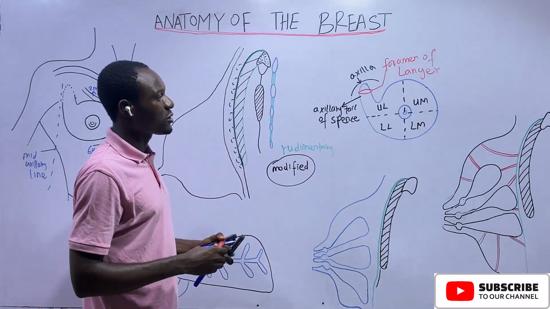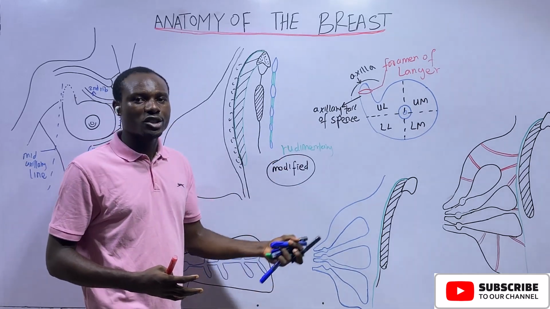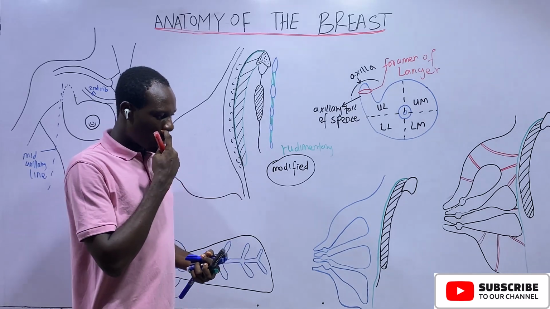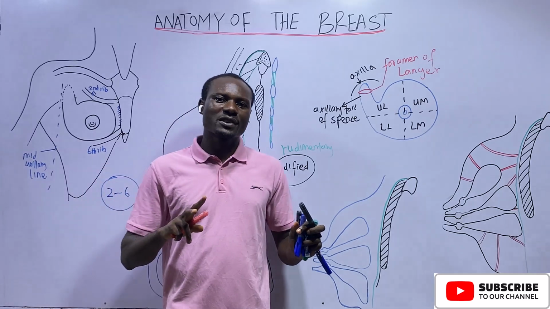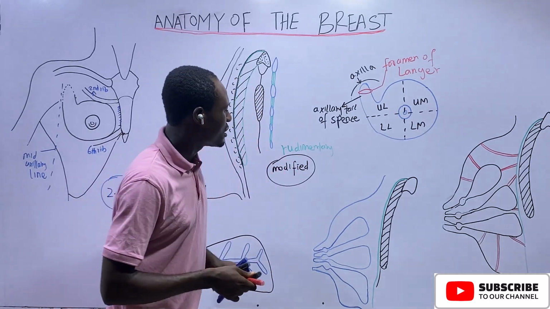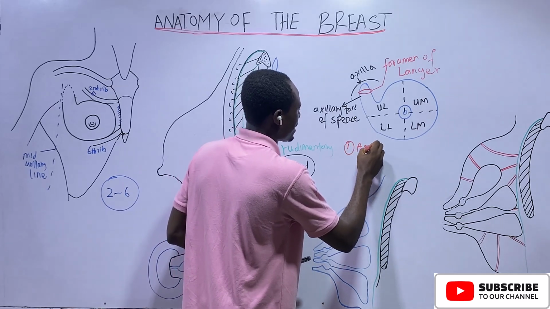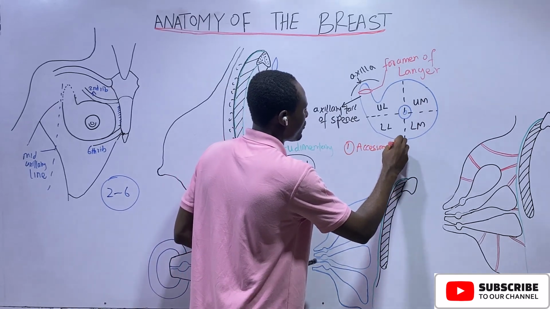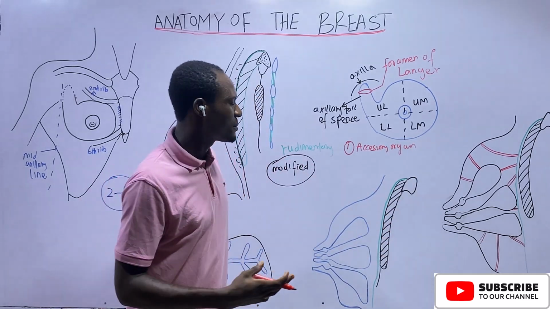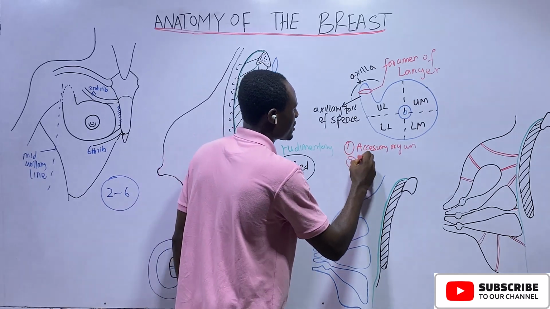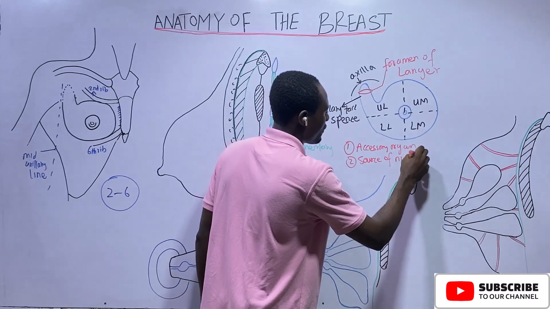So we've been able to discuss basic definitions as well as the location, the extent, and the quadrants. Alright, so it is a modified sweat gland and the breast serves 2 major functions. First, it is an accessory organ of the female reproductive system. Then secondly, it is the source of nutrition for the newborn.